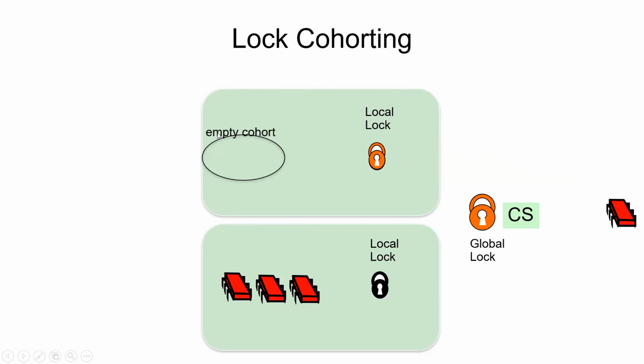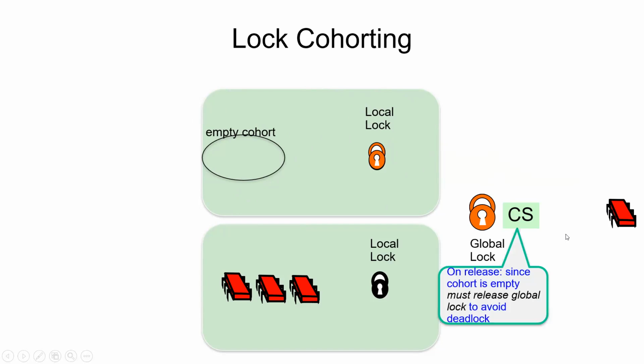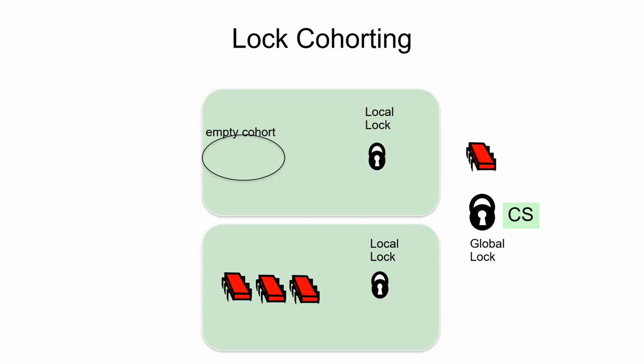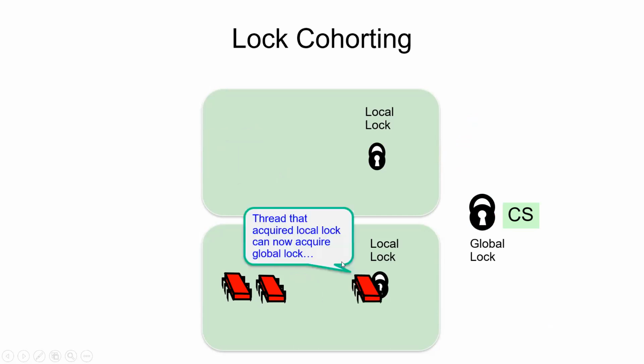In this case, this particular first NUMA node is empty. So that means an empty cohort. So it will release the global lock, and it will release the local lock also. And once it releases the local lock and global lock, other threads from other NUMA nodes can acquire the local lock. After acquiring the local lock, it can go to the global lock and acquire the global lock.